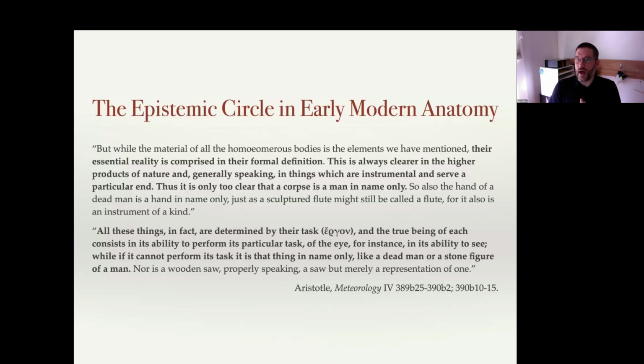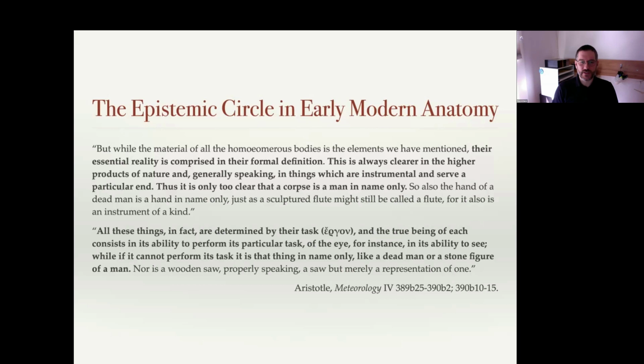So I'm framing a lot of this in terms of this issue of an epistemic circle in early modern anatomy. What is this epistemic circle? Well, we can start by looking to Aristotle and Galen on the problem of death.